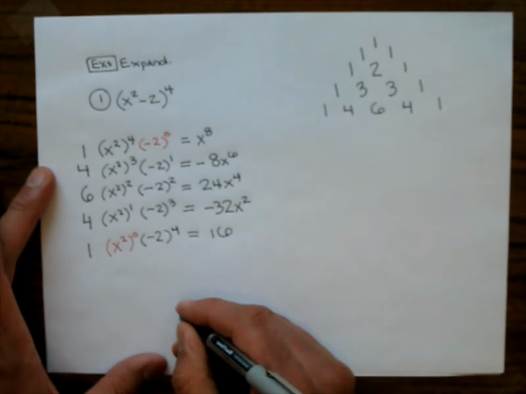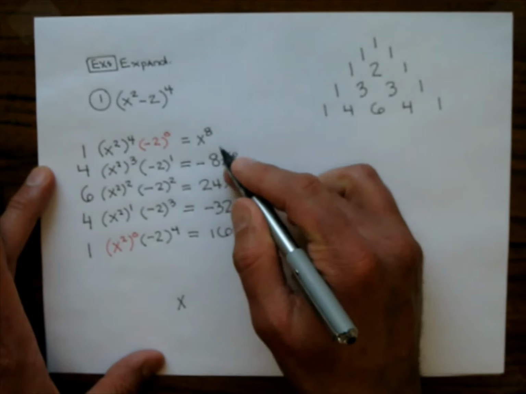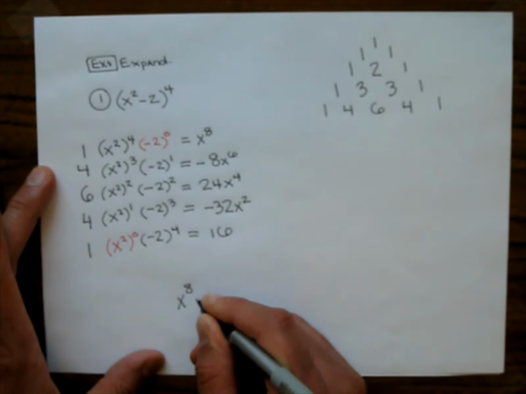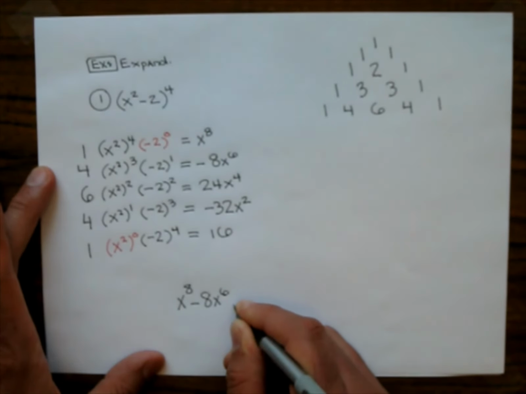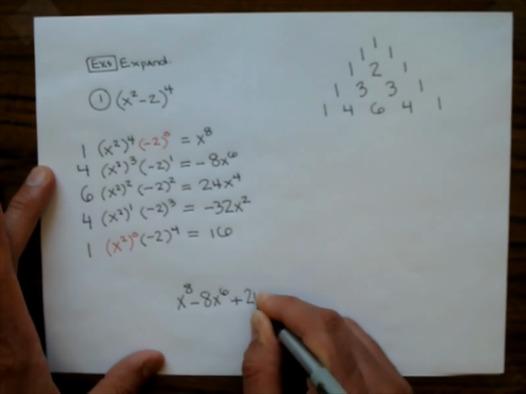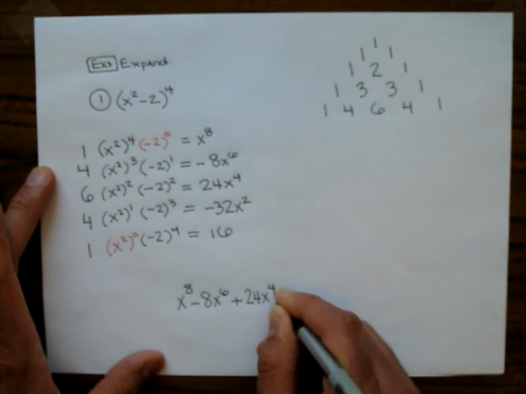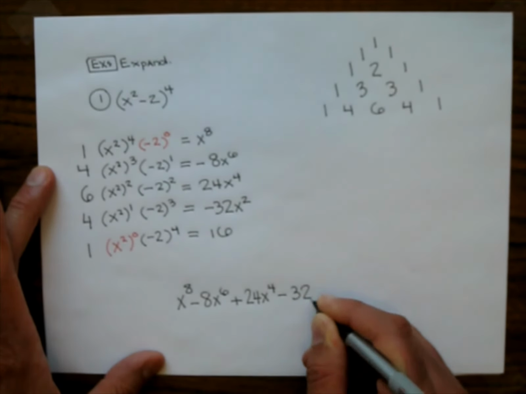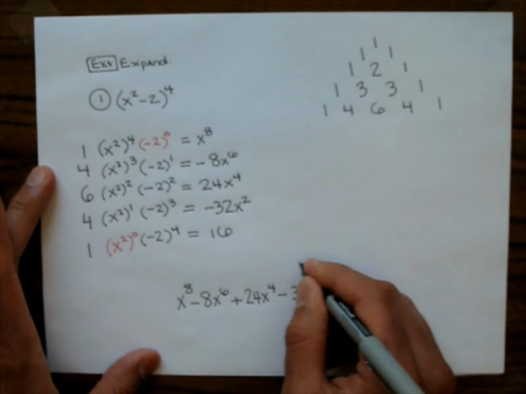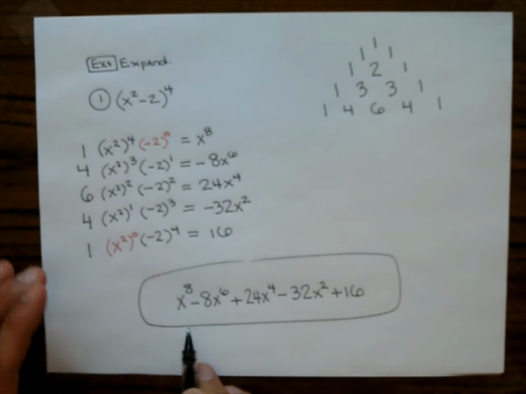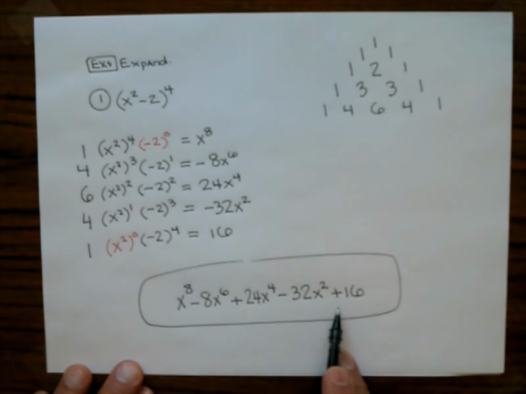Our final answer is going to be this right here. We're going to add those 5 terms: x to the 8th minus 8x to the 6th plus 24x to the 4th minus 32x squared plus 16. Do you notice anything about these terms? What's happening here with the signs?